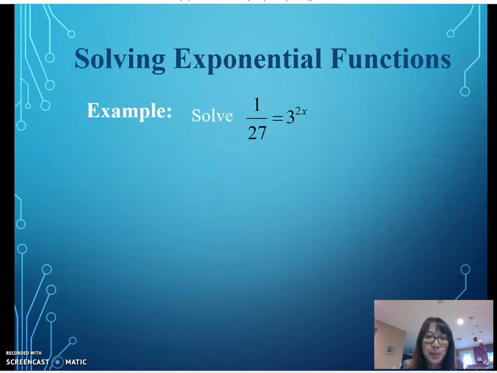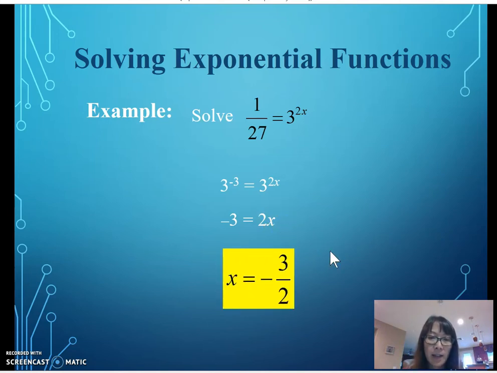Here's another example. 1 over 27, and then on the right-hand side, it says equal to 3 to the 2x. So you see the base being 3, so can you think of how to write 1 over 27 having the base of 3? Okay, good. It's 3 to the negative 3. Notice the bases are the same, being 3, so therefore the exponents have to be the same. And we're solving for x, so divide both sides by 2, and there you go. The solution is negative 3/2.